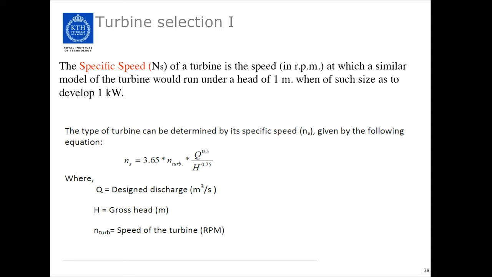And the type of turbine is determined by the specific speed, and specific speed can be calculated with the following equation, where Ns is the specific speed, and this is given by 3.65 times the turbine speed times the discharge to the power 0.5, divided by head to the power 0.75.